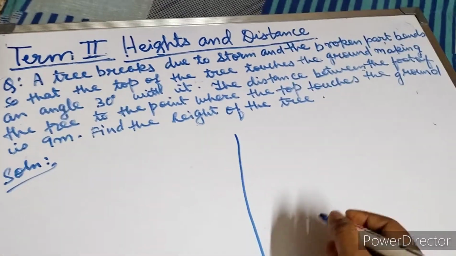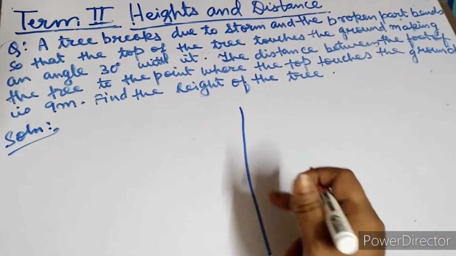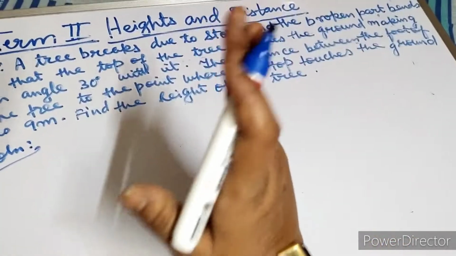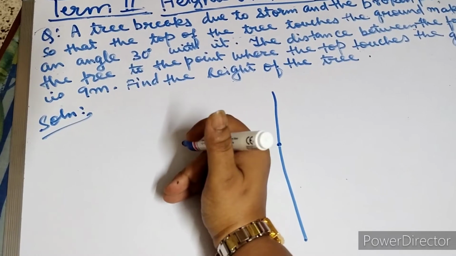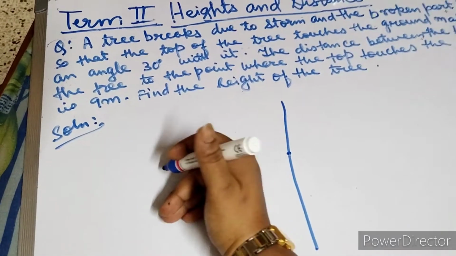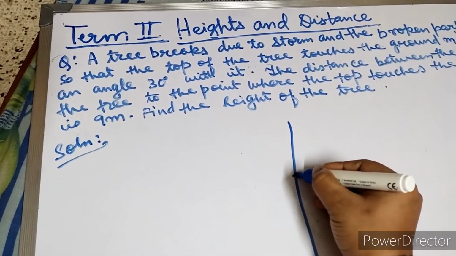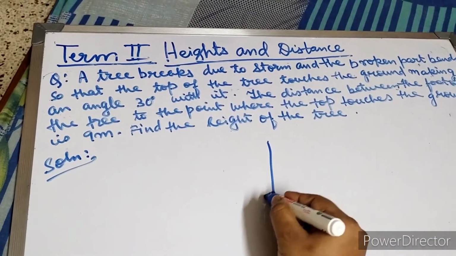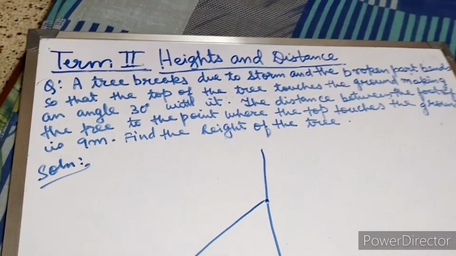Suppose this is a tree. It breaks. Suppose from this point, if the tree is standing like this, it breaks. Then the broken part will come to the ground. From this position, this part breaks and comes here like this.